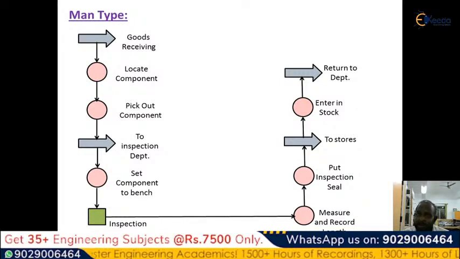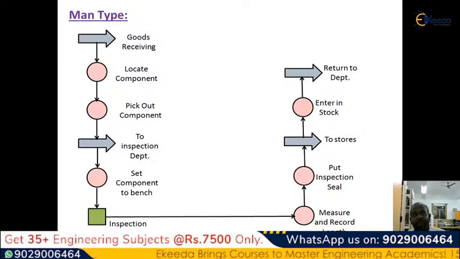Then for inspection, again some formality has to be done. So we have to set the component onto the bench, or you have to set it up inside the machine. Then you have to go for an inspection. So inspection may be either a surface or a dimension, anything. So if you want to measure the length, just to record this particular length, then you have to say this length has been inspected and it's found to be correct. So you have to give a seal. Then it has to go to the stores and it has to return to the department.